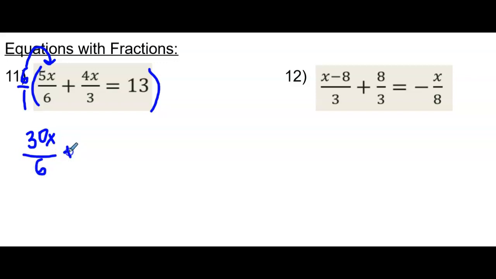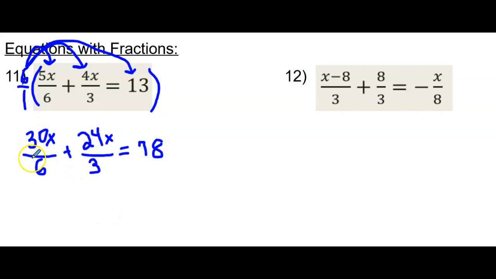Bring my plus sign. And now 6 times 4x is 24x. And 1 times 3 is 3. And then finally, 6 times 13. Well, I know 6 times 3 is 18 and carry the 1. So 6 times 1 plus 1 more is 7. So now I'm going to be able to reduce these fractions.